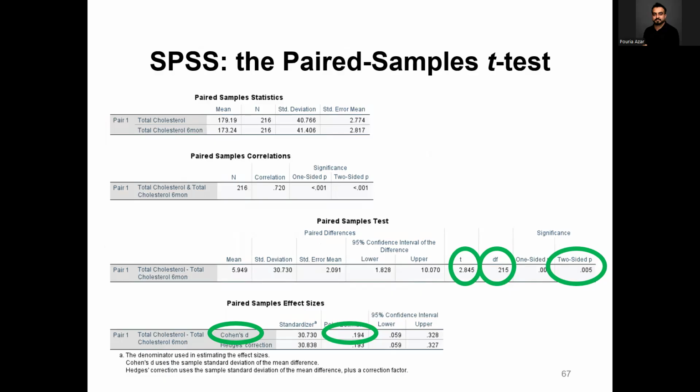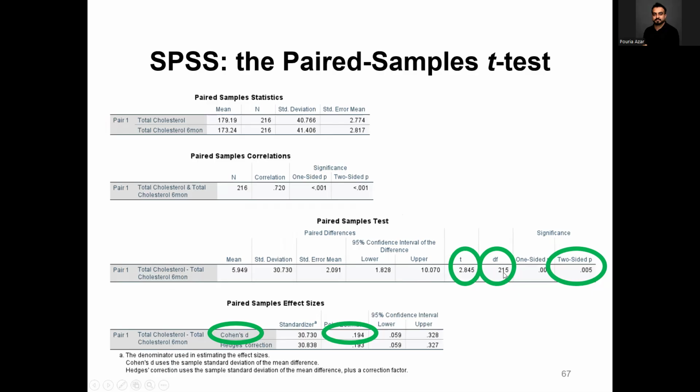So SPSS will provide descriptive statistics, including the sample size, the standard deviation and the mean for total cholesterol at baseline and total cholesterol at 6 months. It will also provide the correlation. And the paired samples t-test table is the main table I will look for in the SPSS output window. So here I get t, which is my t-test statistic, and the degrees of freedom.